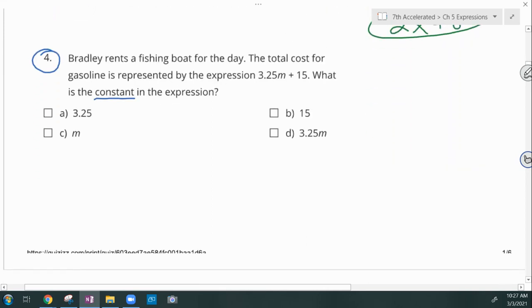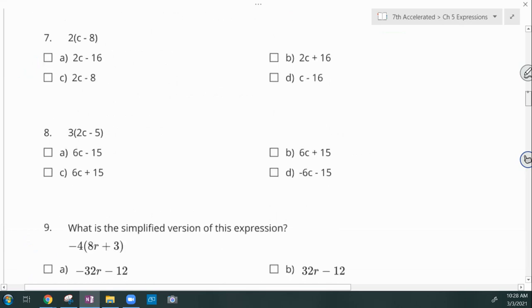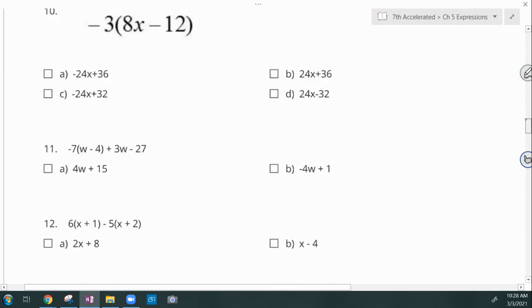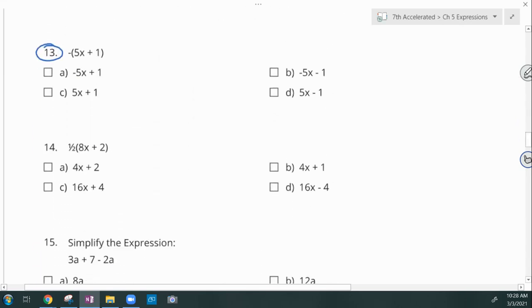Okay, we got number 4. This is just a vocab problem. Okay, what is the constant? The constant is the term that does not have a variable. All right. See if we can keep cruising through. We did fairly well on all these. Number 13 is the next one we have.